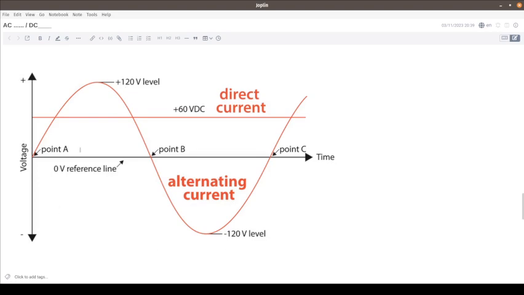This alternates: positive, then 0, negative, then 0. Okay, which is with respect to voltage and time. Voltage is what? The force applied to pass the current in the conductor with respect to time.